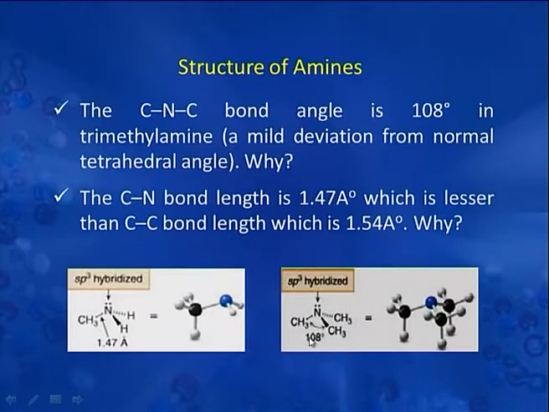Can you think of any reason behind it? Why is there a deviation from 109.5 degrees? The reason is the presence of the lone pair of electrons. The lone pair-bond pair repulsion is more than the bond pair-bond pair repulsion. As a result, there is a mild deviation from the normal tetrahedral angle in the case of trimethylamine. Also, it has been found that the carbon-nitrogen bond length is 1.47 angstrom, which is less than the carbon-carbon bond length in alkanes, which is 1.54 angstrom.